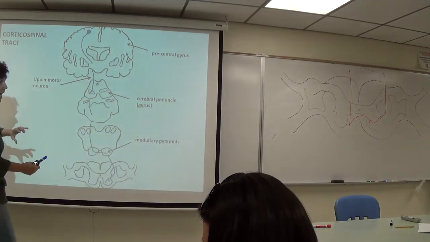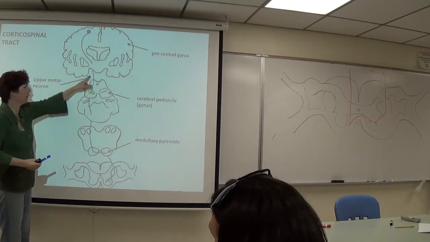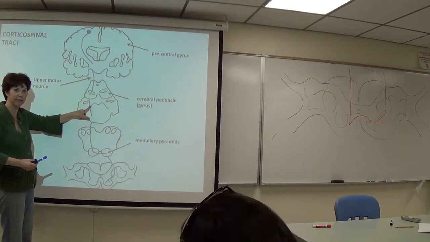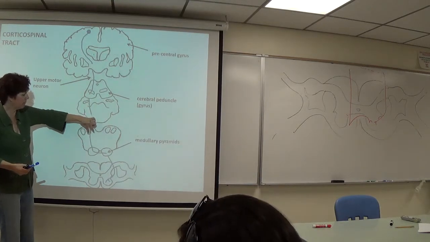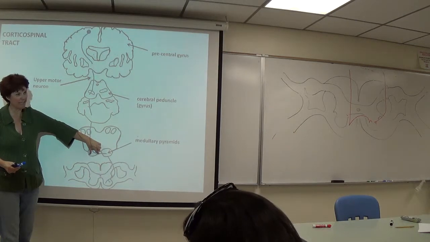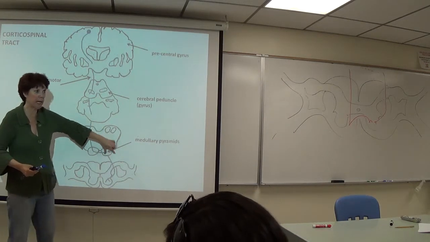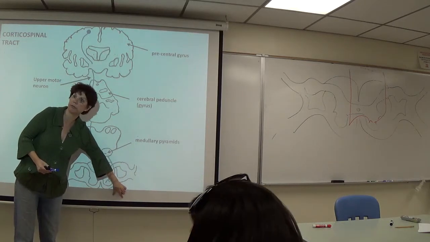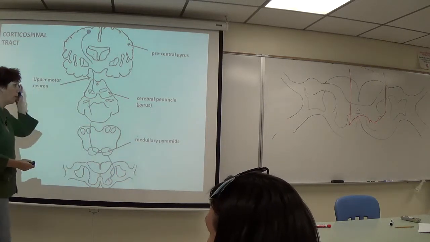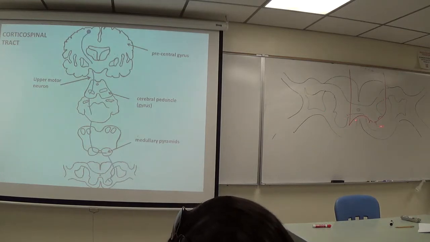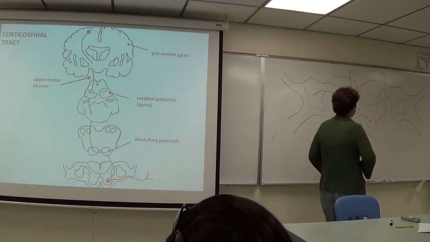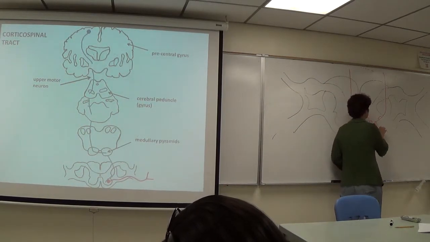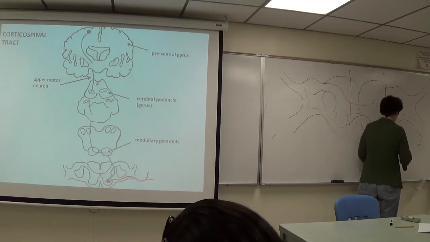All right, so notice again, cerebral peduncles are formed of these upper motor neurons. Most of them will pass through the pons. Upper motor neurons form the medullary pyramids. They cross over, and in the spinal cord, they form the lateral corticospinal tract. Okay? Where are they going to stop? In the anterior gray horn. The anterior gray horn is formed of the cell bodies of lower motor neurons.